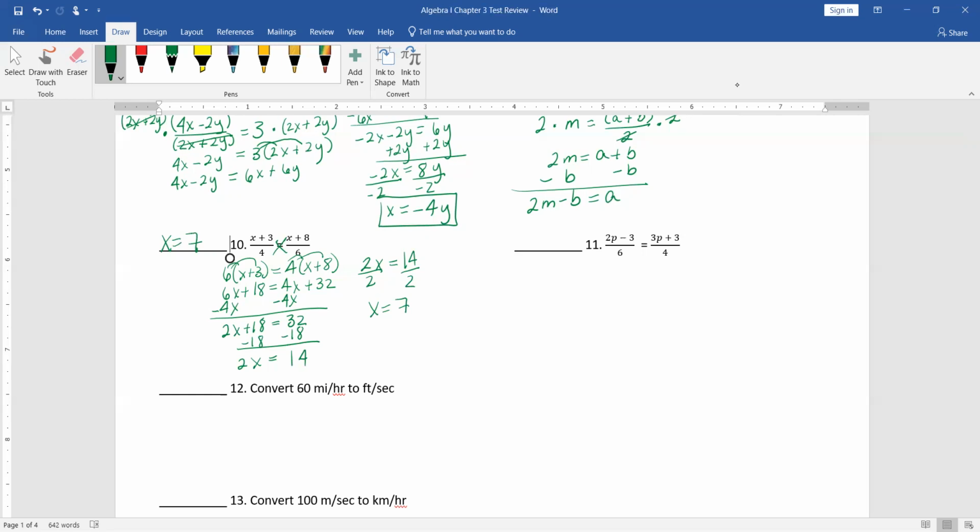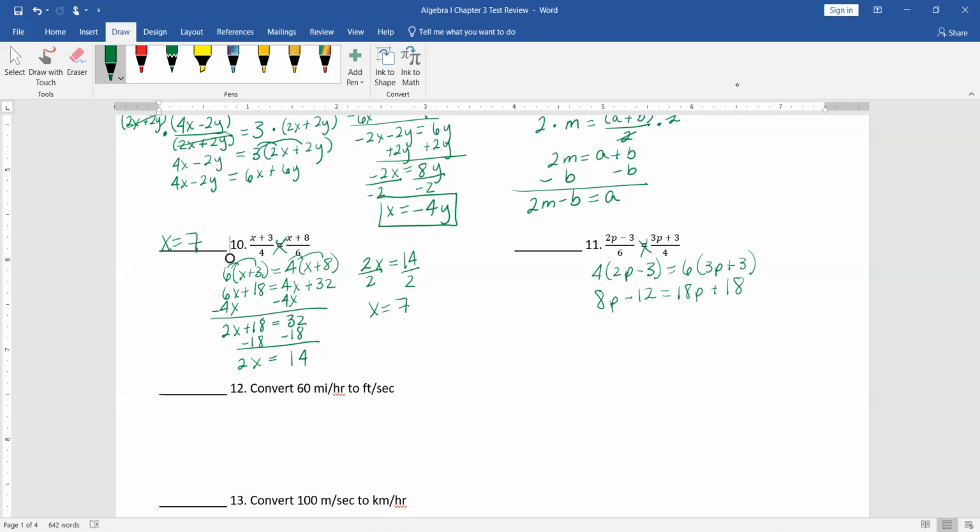All right, so number 11, we have 2p minus 3 over 6 equals 3p plus 3 over 4. So again, just cross multiply. 4 times 2p minus 3 equals 6 times 3p plus 3. Okay, so 4 times 2p distributes into 8p. 4 times -3 is a -12. 6 times 3p is 18p. And 6 times 3 is 18. So that stays the same.